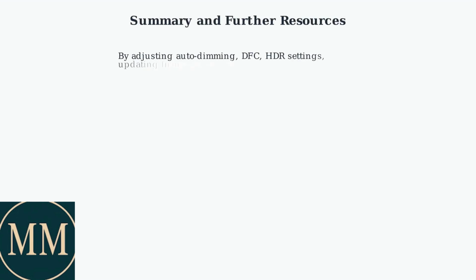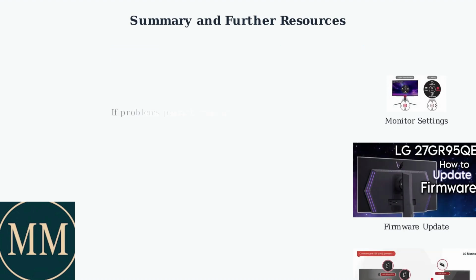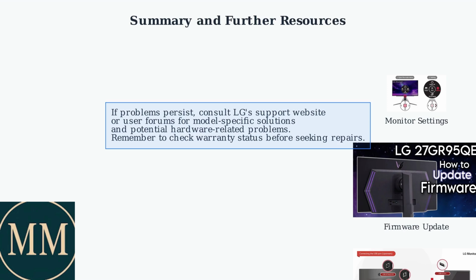By adjusting auto-dimming, DFC, HDR settings, updating firmware, and checking connections, you can often resolve brightness issues on LG monitors. If problems persist, consult LG's support website or user forums for model-specific solutions and potential hardware-related problems. Remember to check warranty status before seeking repairs.